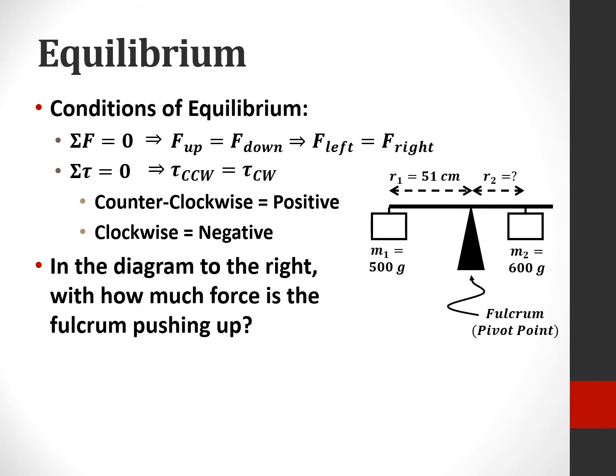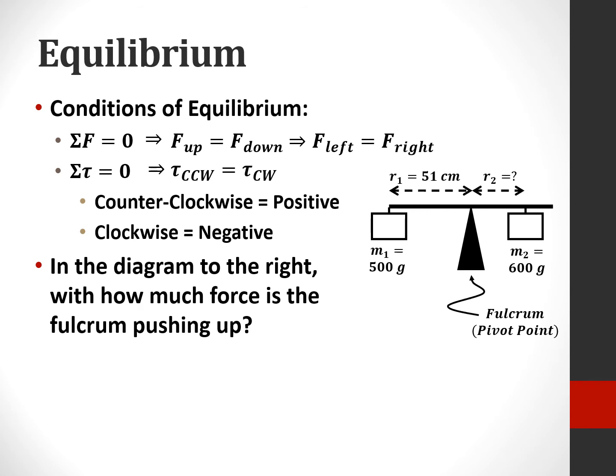The reason we don't have to make the fulcrum the pivot point is because if we want something in equilibrium, then we can set the pivot point anywhere we want, because we don't want it to rotate around any pivot point, much less the fulcrum. So we say the 500 grams is 51 centimeters from the fulcrum, and then the 600 grams, we don't know how far that is. We need to figure that out.